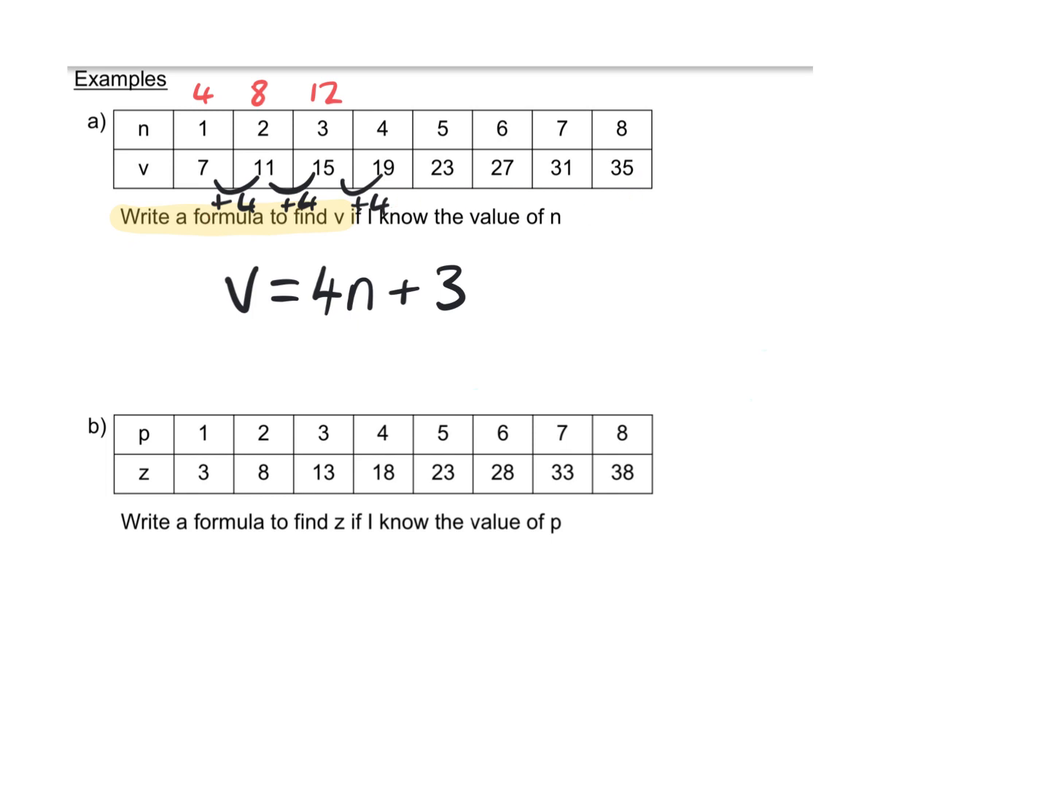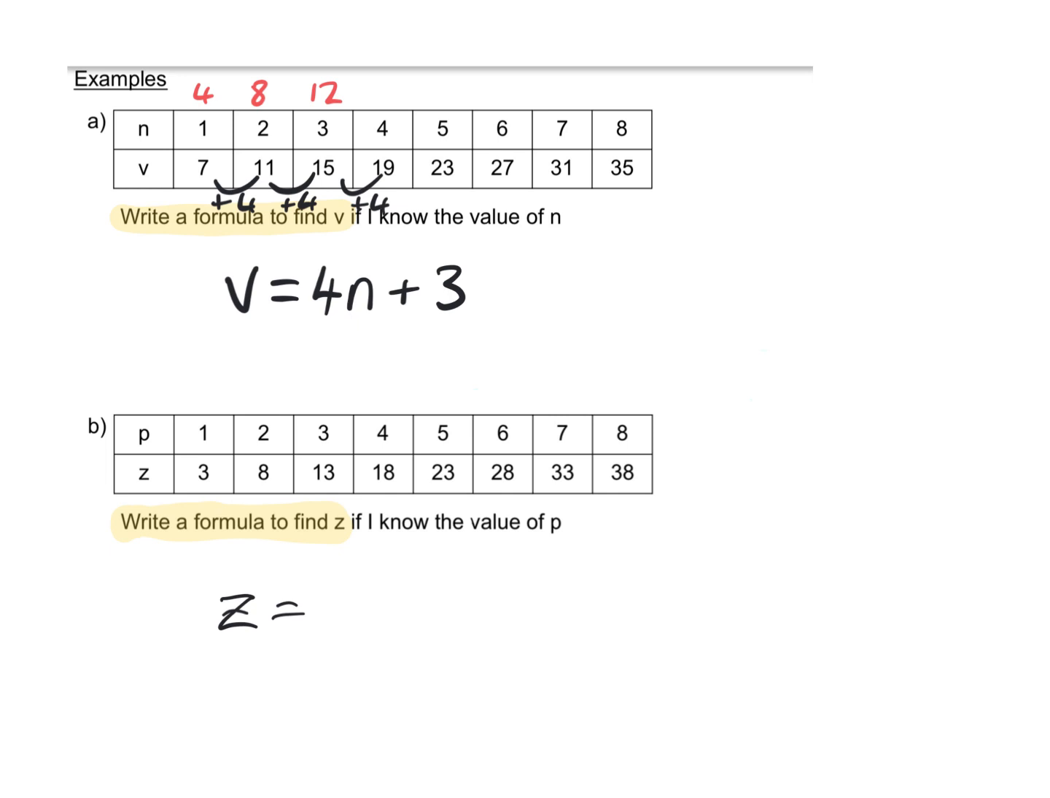This time we're connecting two letters, P and Z together. And again, looking at the language of the question, we're being asked to write a formula to find Z. So if my formula is going to help me find Z, then it makes sense that Z is the subject, or the formula starts with Z equals.